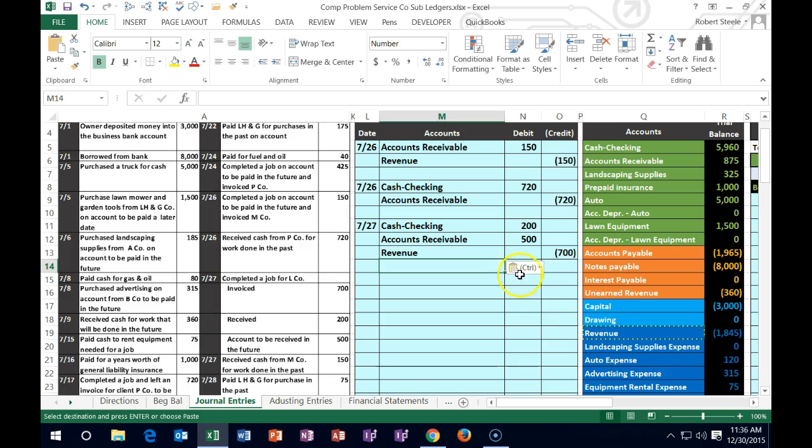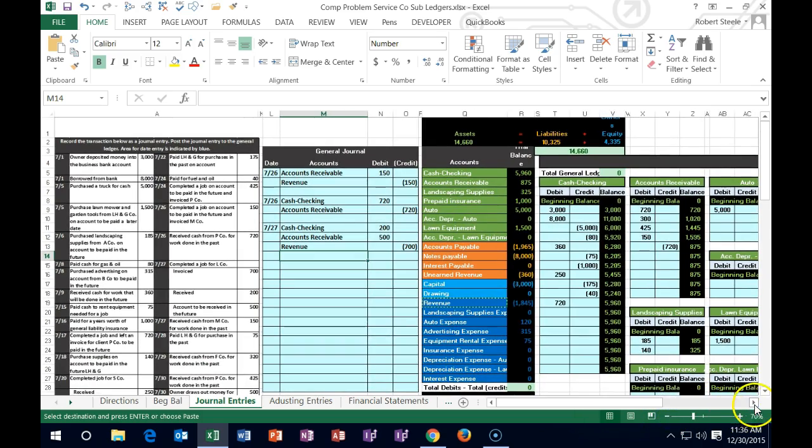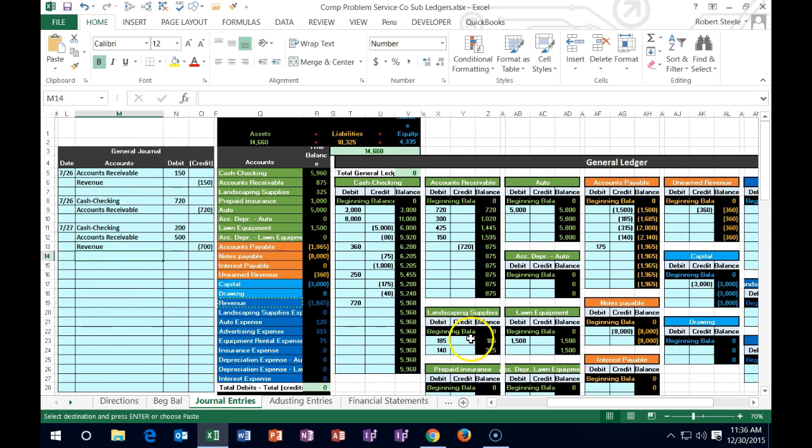So now we're going to make this a little bit smaller. We're going to post this out. So I'm going to make this go down to like 70. I'm going to scroll over here so we can see as much of the GL as possible. We're going to post the cash first. It's on top. There's the cash. It's the first account on the trial balance, first account on the general ledger.